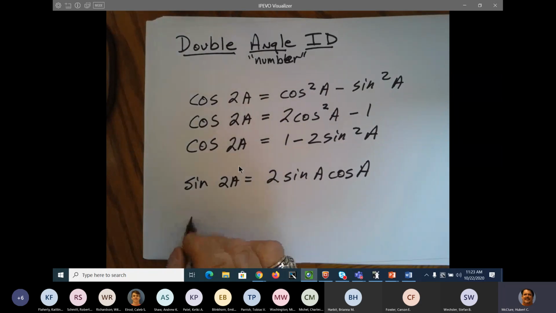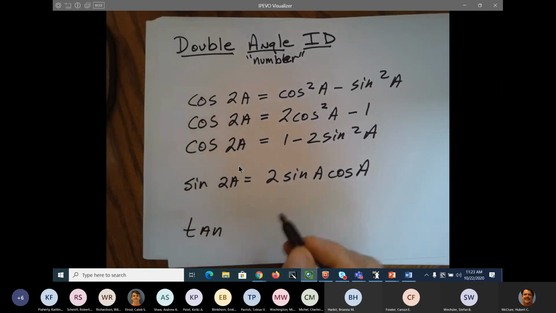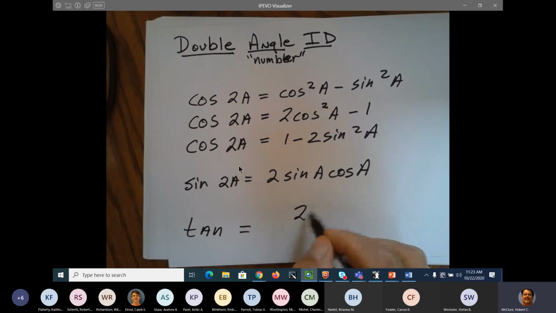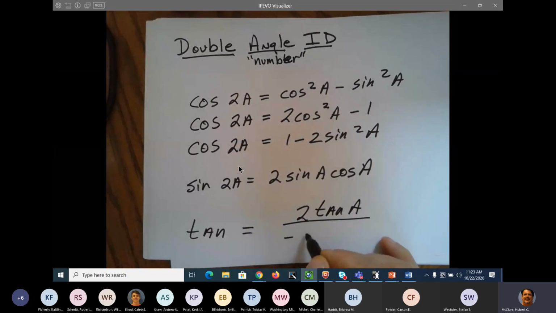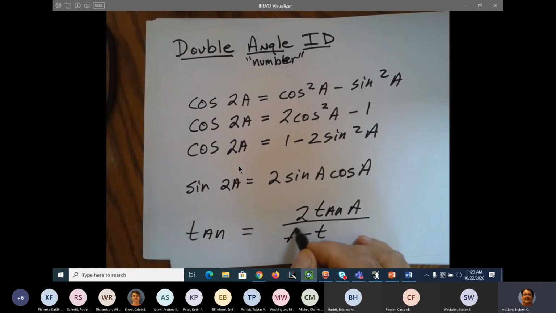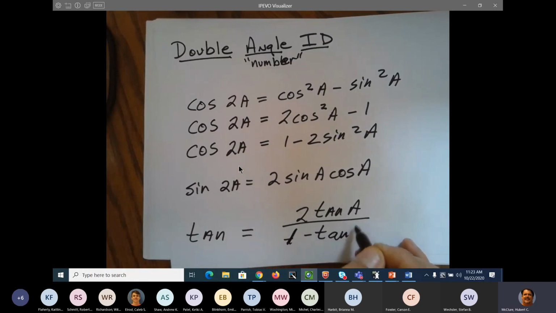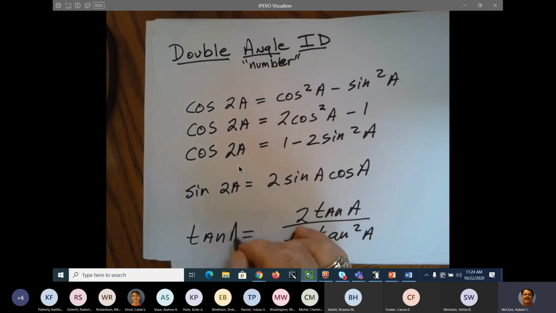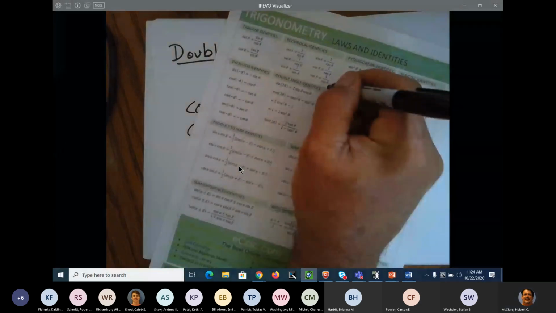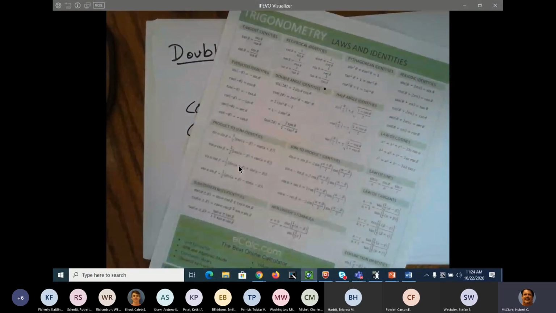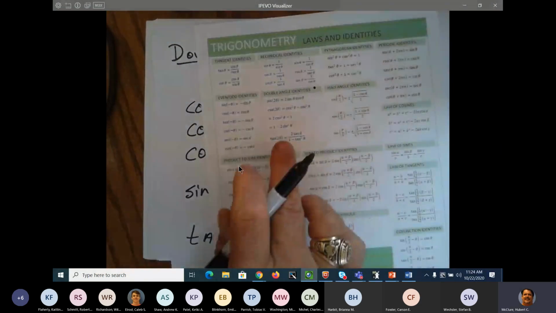And for tan, I believe it's 2 tan over 1 minus tan squared, I believe. So that should be your double angles. Now you can go to your handy dandy reference, and we're talking about these right there. And of course, you see they're written a little bit differently, but they're the same thing.